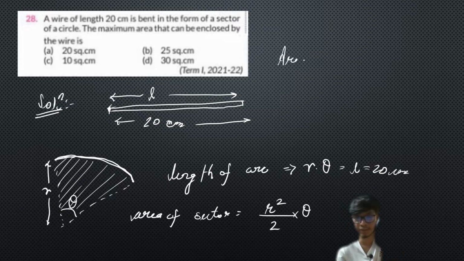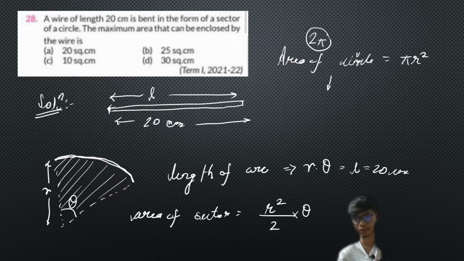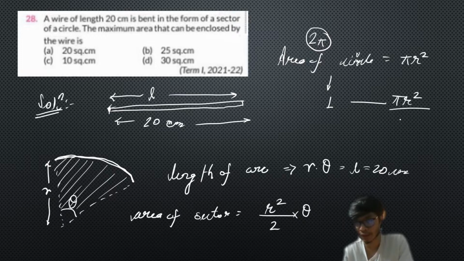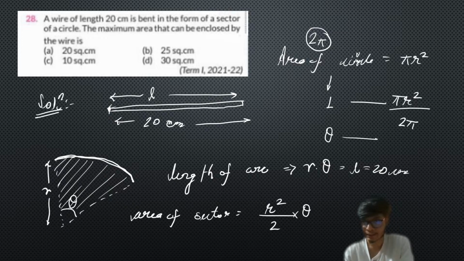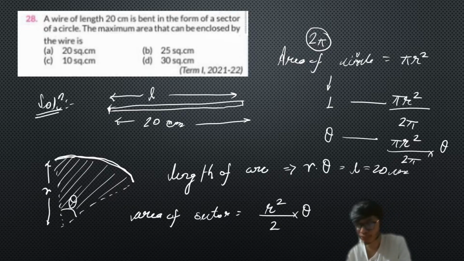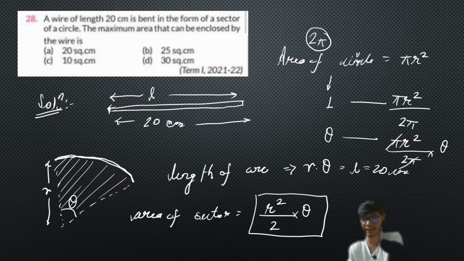So tell me, what is the area of a circle? The area of a circle is equal to pi r square. Now we have to use the unitary method here. This is the area of a circle when the entire angle at the center is 2 pi. So whenever we have an entire circle, it is 2 pi. If I have a circle where the angle is 1 radian, then I will have the area as pi r square divided by 2 pi. And if the angle is theta, then the area will be pi r square divided by 2 pi into theta. So the pi cancels, giving r square by 2 into theta, so that is the area of a sector.